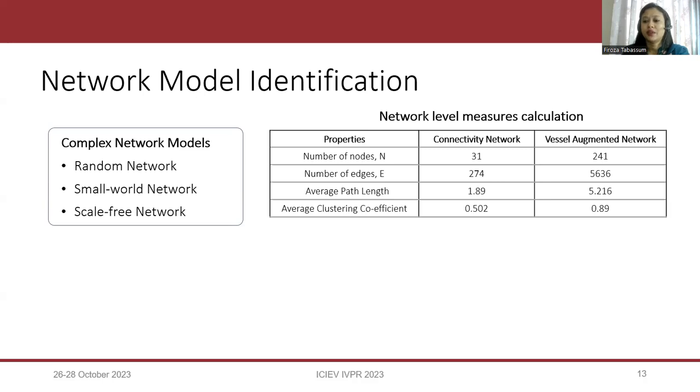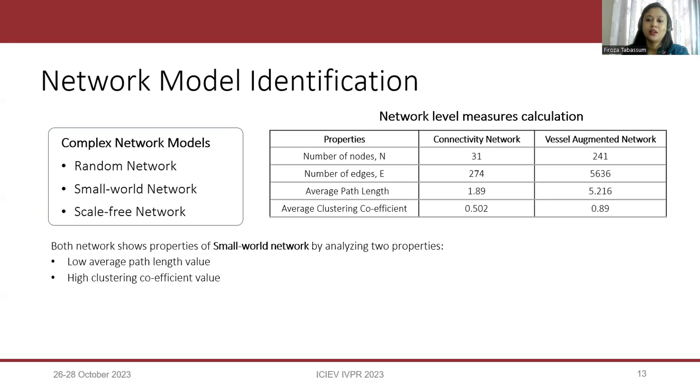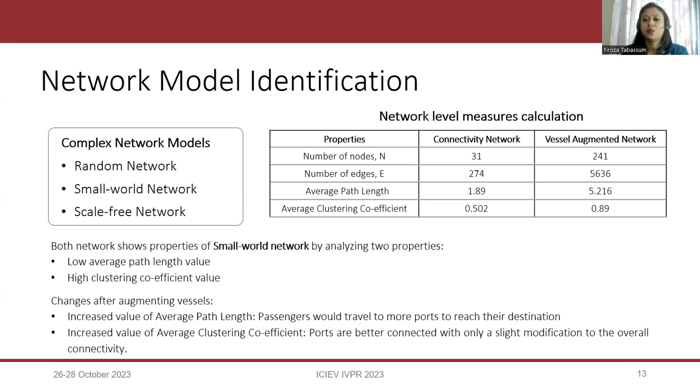By evaluating the characteristics of the 3 network models, we conclude that both networks show properties of a small world network. The reason is that both connectivity and vessel augmented networks have high clustering coefficients but low average path lengths, which indicates neighboring ports form clusters among themselves instead of distant ports. The network change after augmenting vessels can be summarized as: ports are better connected with only a slight modification to the overall connectivity.